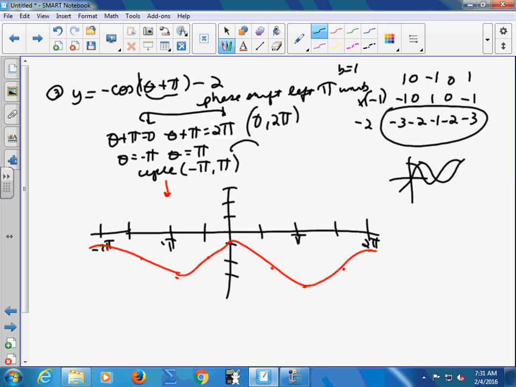The only difference is, where do I start? I don't start at 0. I start at negative pi. If you started at 0, then this guy would start down here.